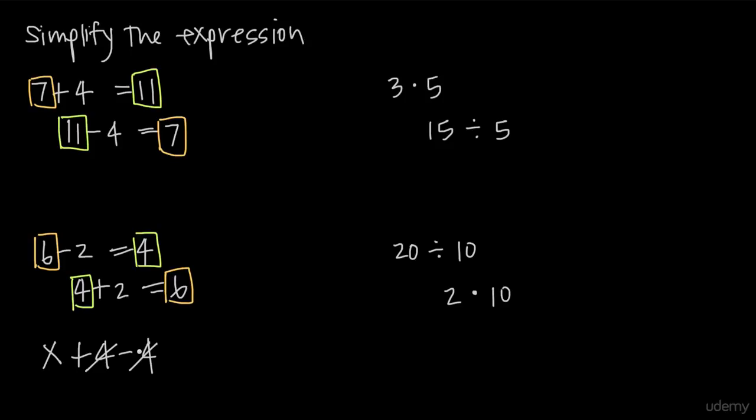We know that 0 is the identity number for addition, which means that if we add 0 to anything, we don't actually change the value of the thing that we started with. So x plus 0 doesn't change the value of x, we still just end up with x.